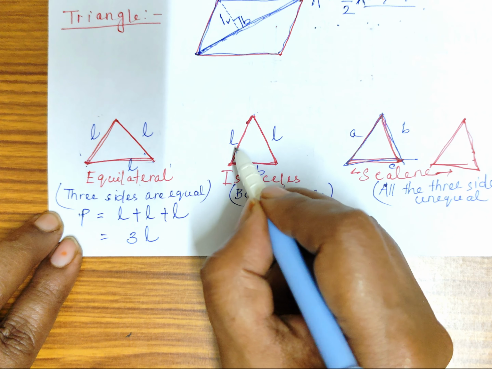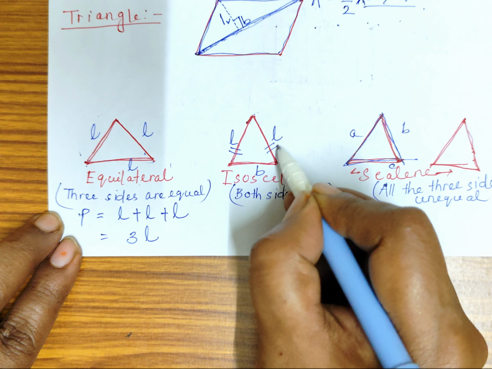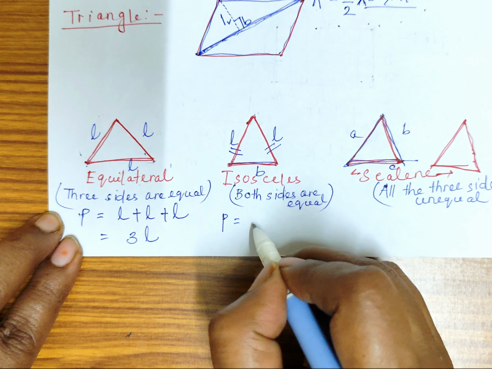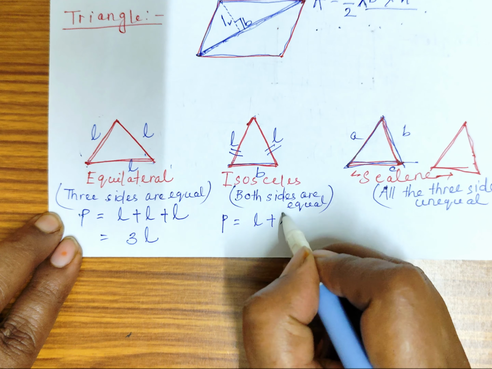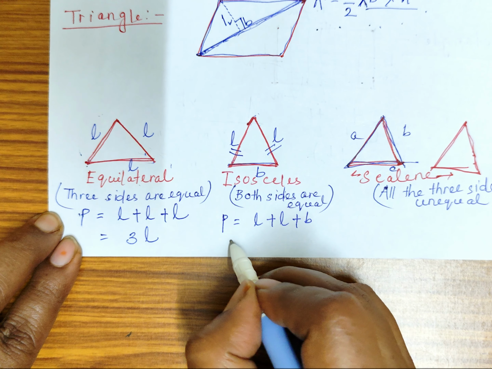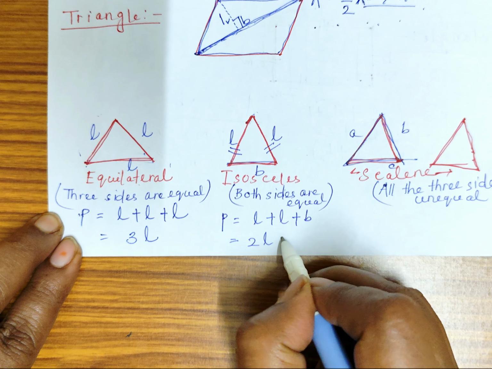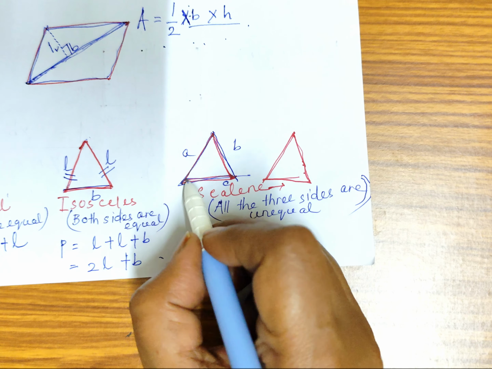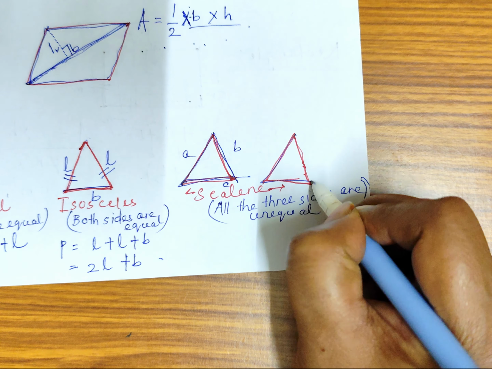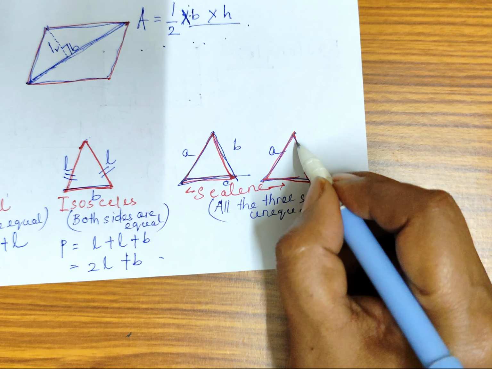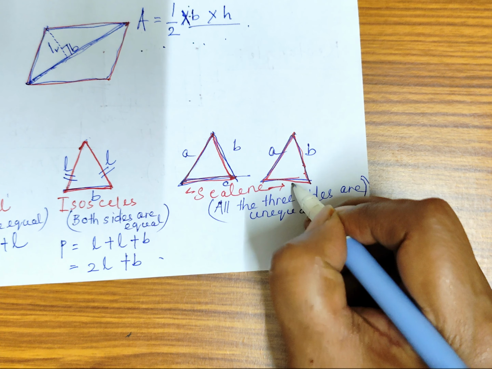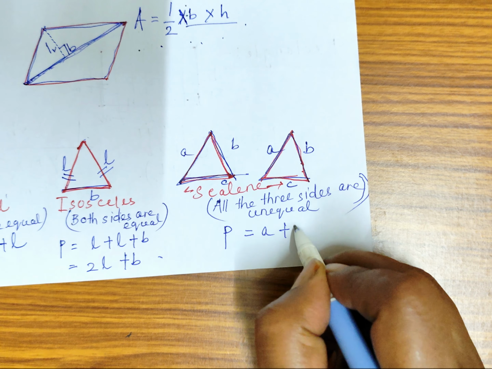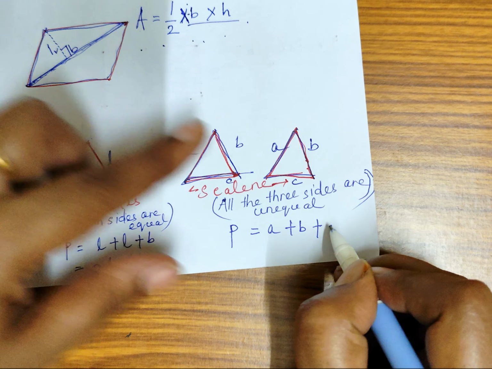In this isosceles case, this side and this side are equal, but this is different. So in this case, the perimeter for an isosceles triangle will be L plus L plus B, so it's equal to 2L plus B, right? Now for scalene, since all the three sides are unequal, they are not the same. This length is different, B is different, C is different. So in this case, P will be A plus B plus C.